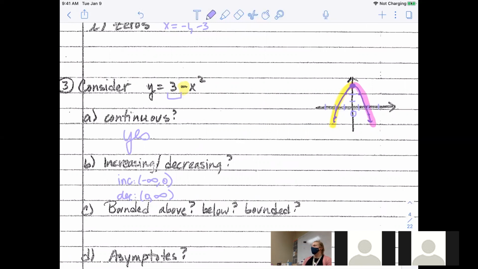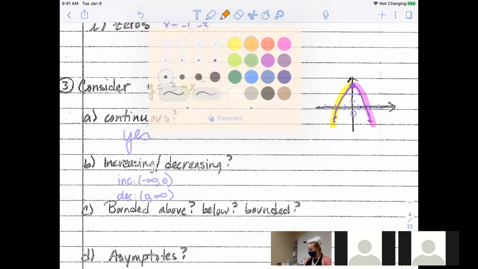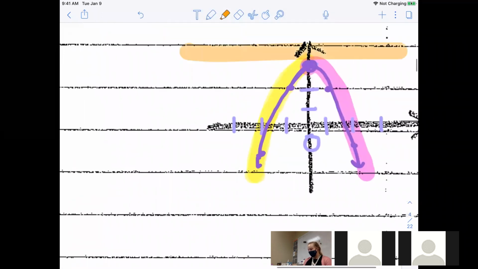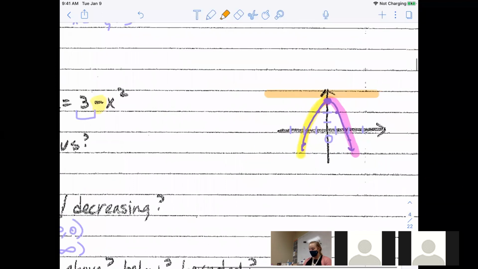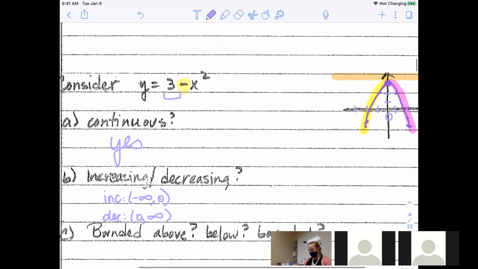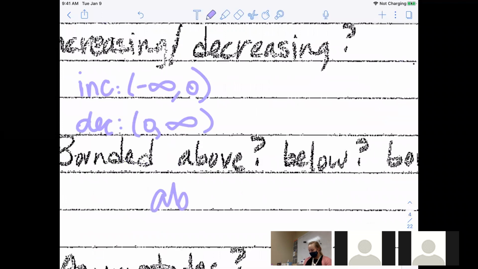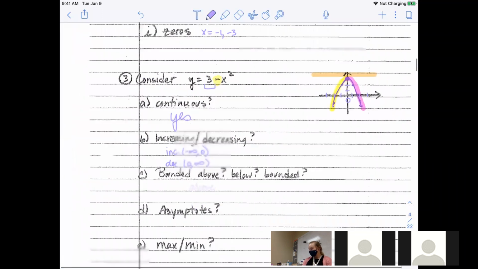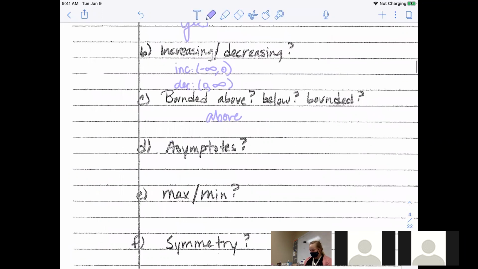All right. We ready to look at bounded? Is this bounded above or below? Above, right? There is a ceiling essentially that I will not go above. It kind of keeps me knocked down and I have to stay below that the whole time. So it is bounded above. All right. What about asymptotes? Did we draw those? Nope. None.